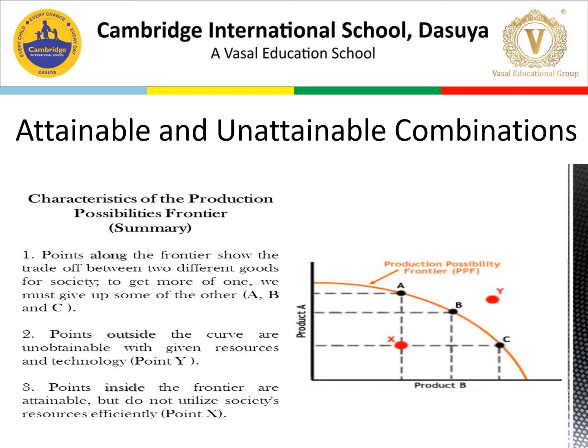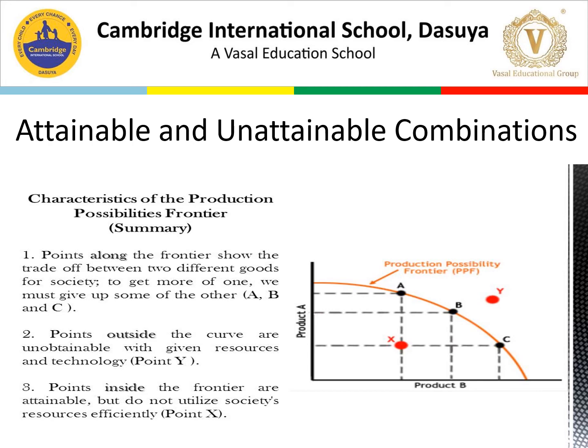Next is inside. Your point X is inside the production possibility frontier. This indicates there is inefficient use of resources, and these resources are not fully and efficiently utilized. That means we can further make improvements in technology to achieve the production possibility frontier, and we can put this point on the production possibility frontier.